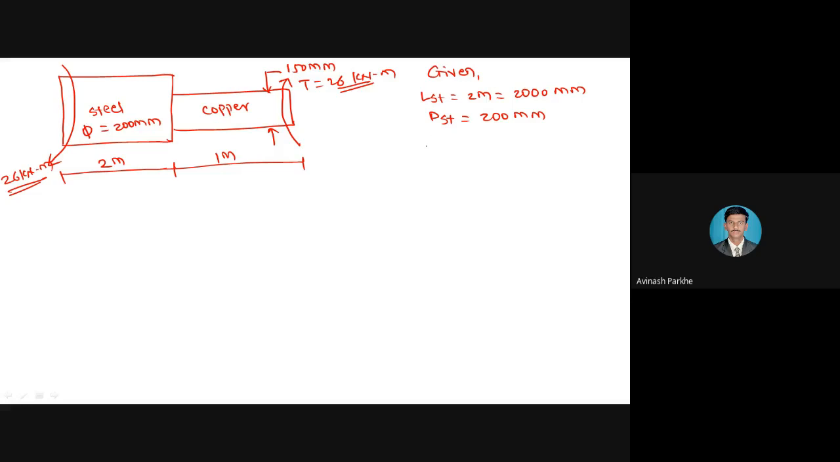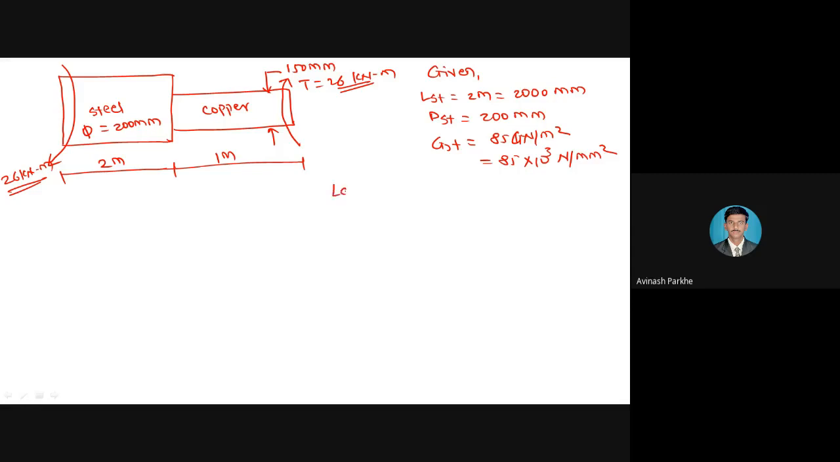Okay, then G for the steel. What is the G for the steel? 85 giganewton per meter square, which means 85 into 10 raised to 3 Newton per mm square. So these are the parameters for the steel.